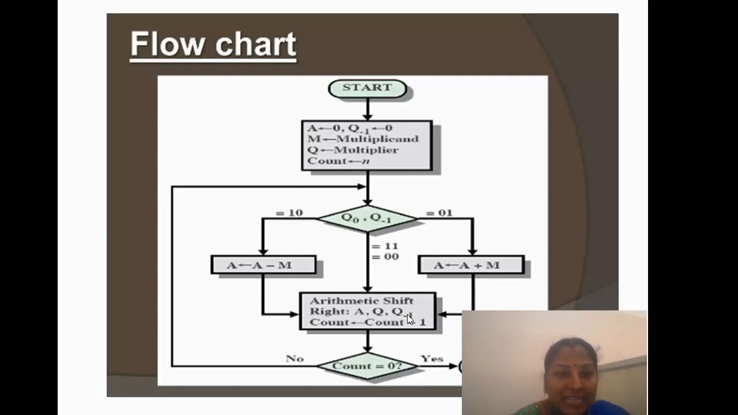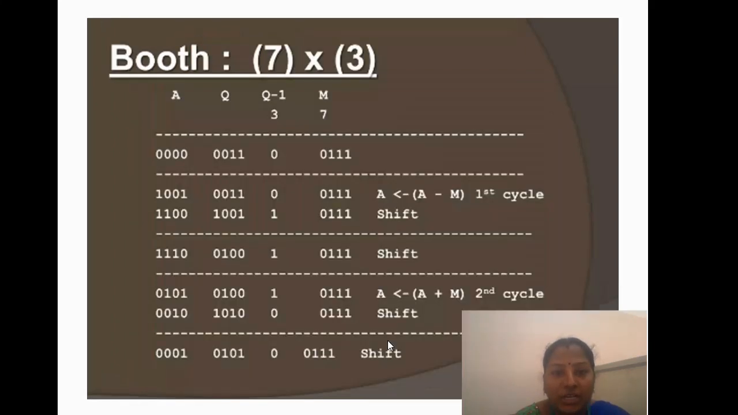So this is the basic flowchart to represent your Booth multiplication algorithm. This is an example for Booth. This is for unsigned numbers. There is no sign. It is represented as a positive value. That is 7 and 3. So 3 is taken as your multiplicand and 7 is taken as your multiplier.